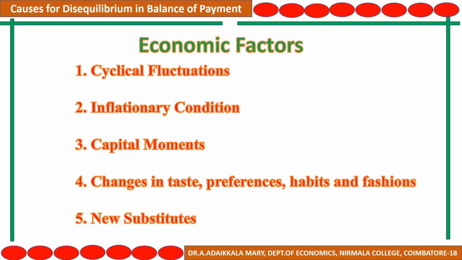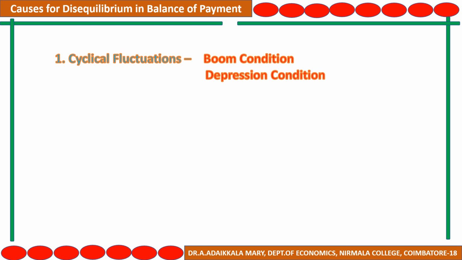Now we will see the cyclical fluctuations. Business conditions also lead to disequilibrium in the balance of payment. An economy moves between boom and depression during the growth period. Boom refers to a period of prosperity where there is overall growth in the economy, both in the agriculture as well as in the industrial sector, due to widespread optimism in the minds of the producers. This encourages better production and thereby an increase in the exports, leading to favorable balance of payment.